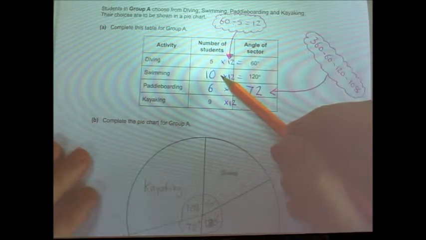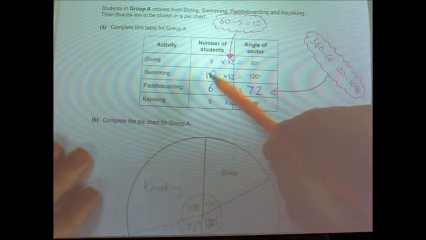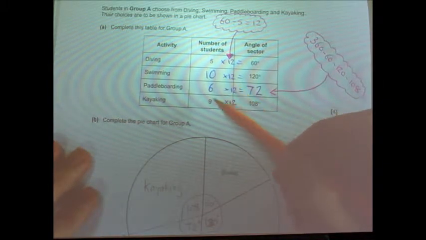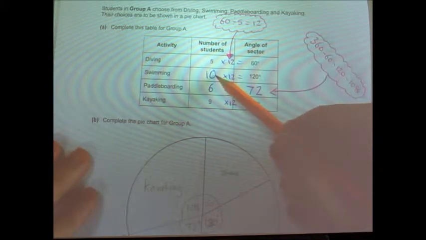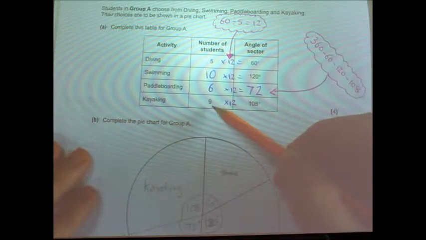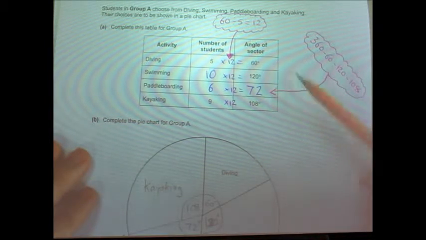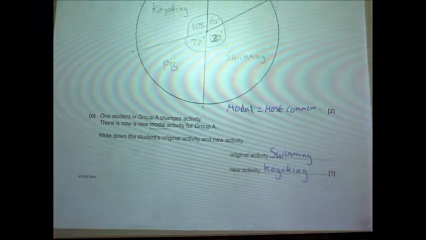So if one student changes activity and there's a new modal average, that person doing swimming will have to change to kayaking, because that will bring that down to 9, and it will raise kayaking up to 10, and 10 will be the most common activity. So they've changed from swimming to kayaking.